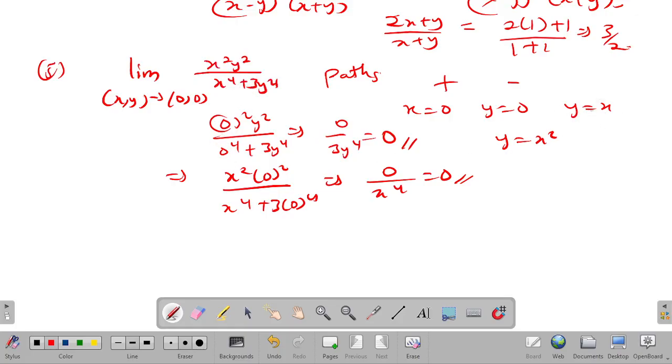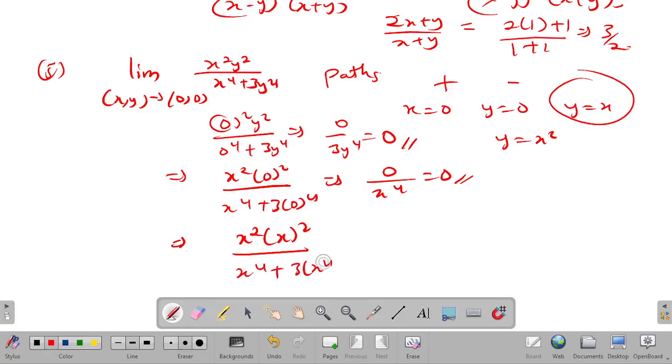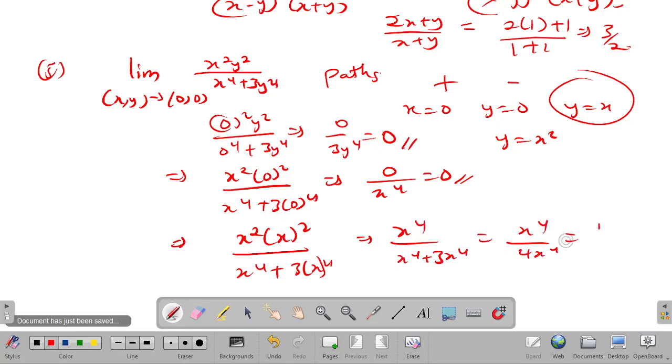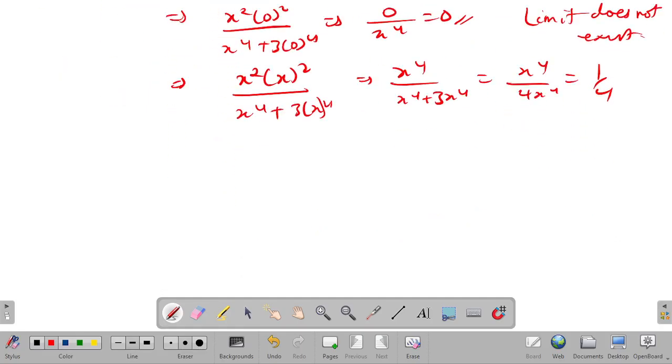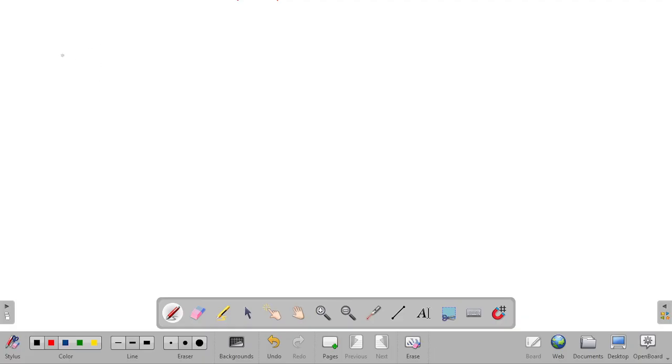So let's use our last one, being the equation through the origin, y is equal to x. Okay, so testing for y is equal to x, wherever I see y, I'll put x. So I have x squared times x squared over x to the power 4 plus 3 multiplying x to the power 4, right? So at this point, I have x to the power 4 over x to the power 4 plus 3x to the power 4, giving me x to the power 4 over 4x to the power 4, and the answer is 1 over 4. So you can clearly see that we had 0, we had 1 over 4. Therefore, the limit does not exist. As simple as that.